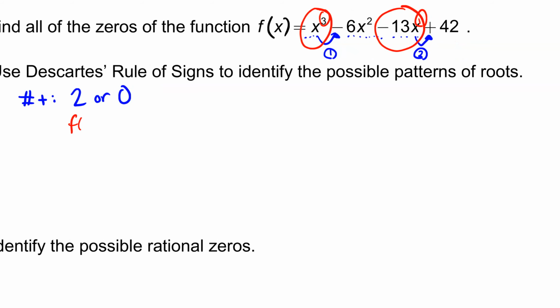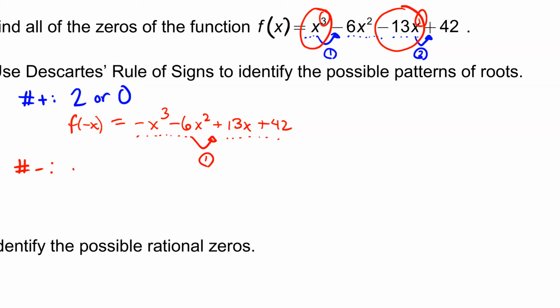So I have f of negative x is equal to negative x cubed minus 6x squared plus 13x plus 42. Now I can go through and count how many sign changes there are. So I go negative to negative, negative to positive, positive to positive. There's only 1 sign change.